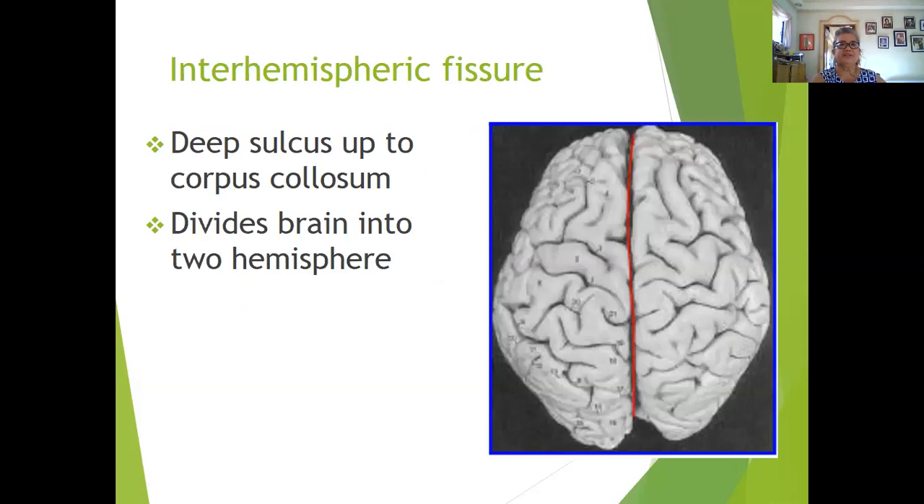Then you have your interhemispheric fissure. This is a deep sulcus to the corpus callosum, dividing the brain into two hemispheres. So you have it here. And what you will find at the depth of this fissure will be your falx cerebri.